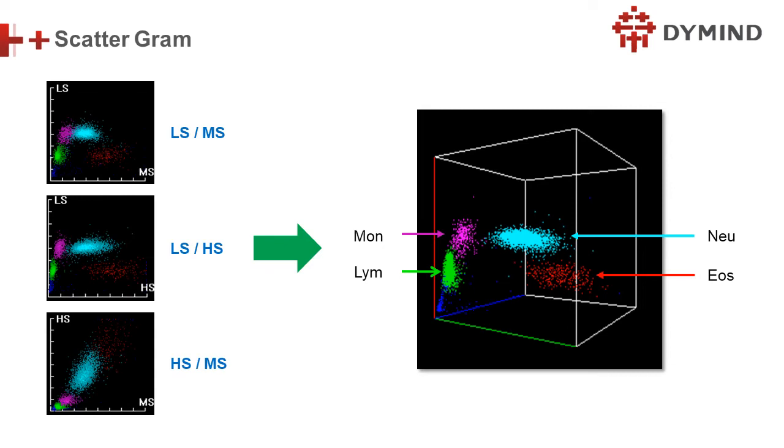And you can see the color here in blue. What's that? This is the ghost. What is ghost? Ghost means the broken RBC. The area in green is lymphocyte. The one in purple is monocyte. The one in light blue is neutrophil. And the one here in red is the eosinophil.